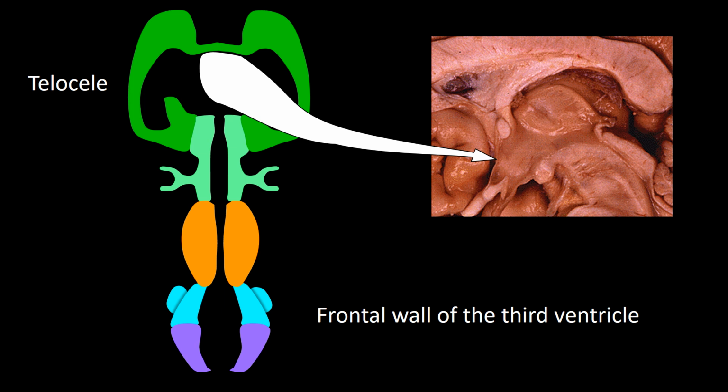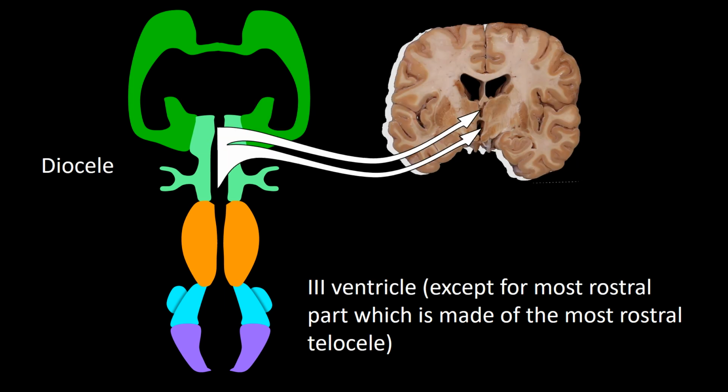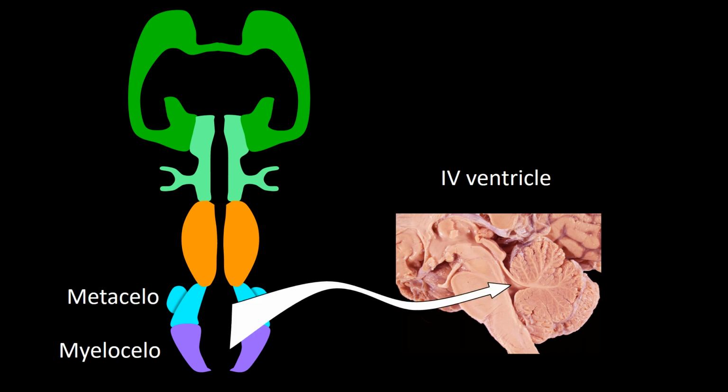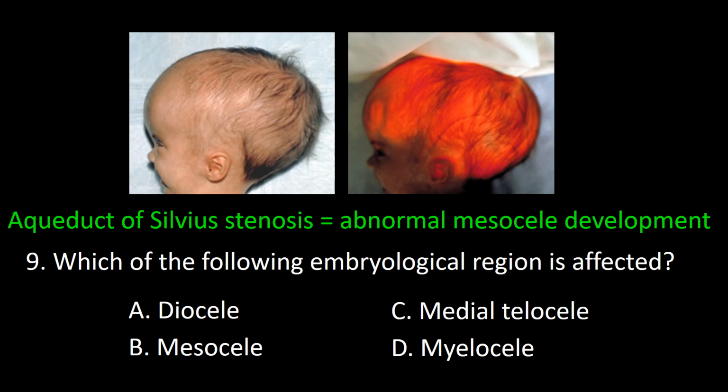The tissue of the telencephalon between the lateral telencephalic vesicles becomes the lamina terminalis and the anterior wall of the third ventricle. The diocele forms most of the third ventricle, except the most rostral part, which, as we just mentioned, is formed by the telocele. The mesocele becomes the aqueduct of Sylvius. From the metacele and the mielocele arises the fourth ventricle. So the answer to this question is B.